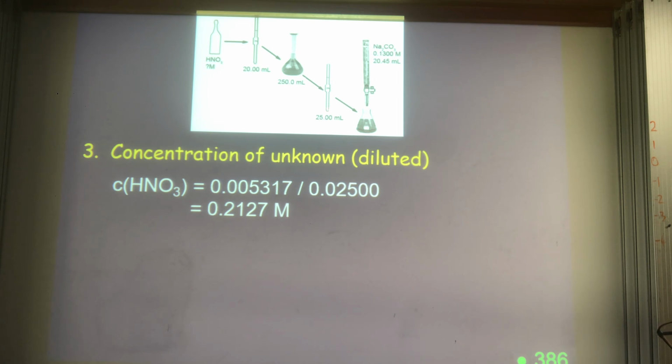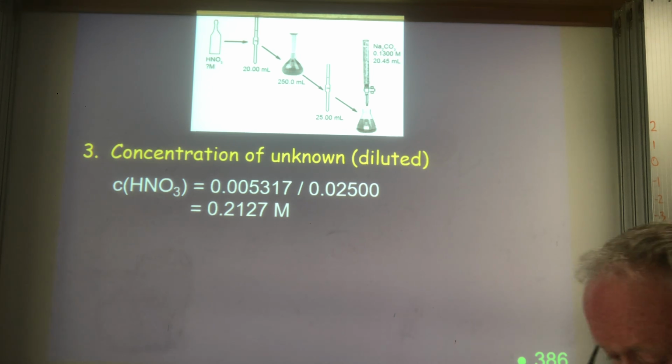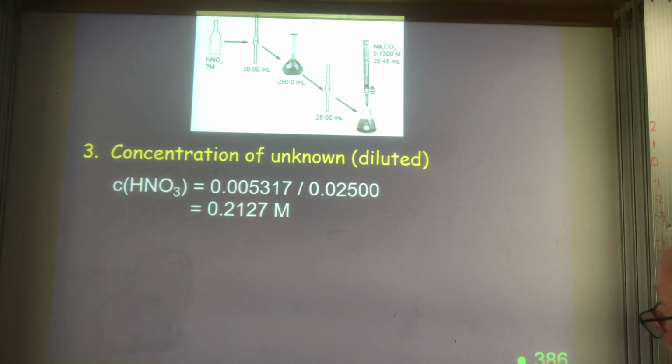That's the volume that reacted, so that's the volume that we use. That means the concentration of the aliquot is 0.2127. And where did that solution come from? Well, that's the same solution that's in our volumetric flask here. So we know the concentration of that volumetric flask is 0.2127 molar. We need to work out the concentration of the original solution. How do we do that?